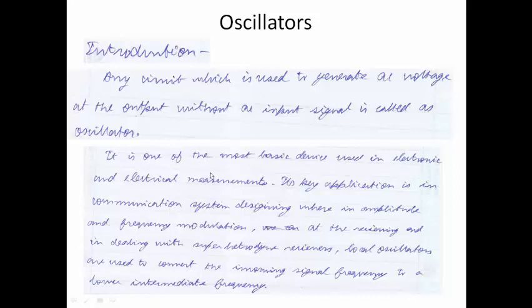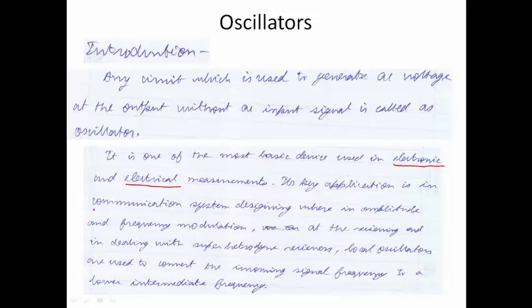It is one of the most basic devices used in electronic and electrical measurements. Most of the time we use this device for measuring a lot of parameters. Whether we take into account electrical or electronic equipment, we generally make use of this device. Its key application is in communication systems.